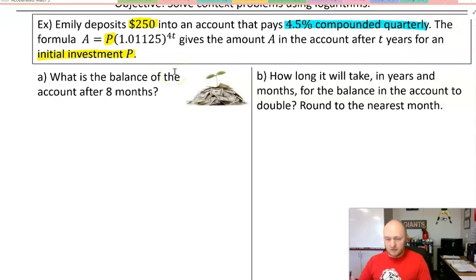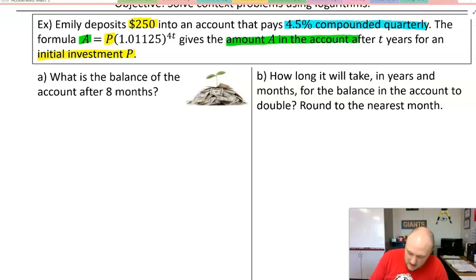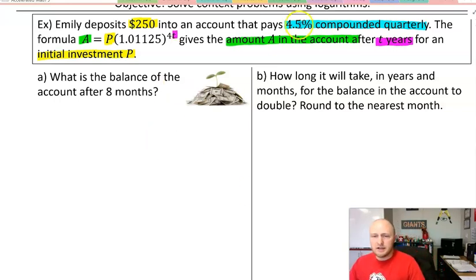That part's already done for you. So thankfully we don't have to do any of that. Okay. Now we do have a value A. This represents the amount in the account, and then we have a variable t up here. That is t years. Okay.